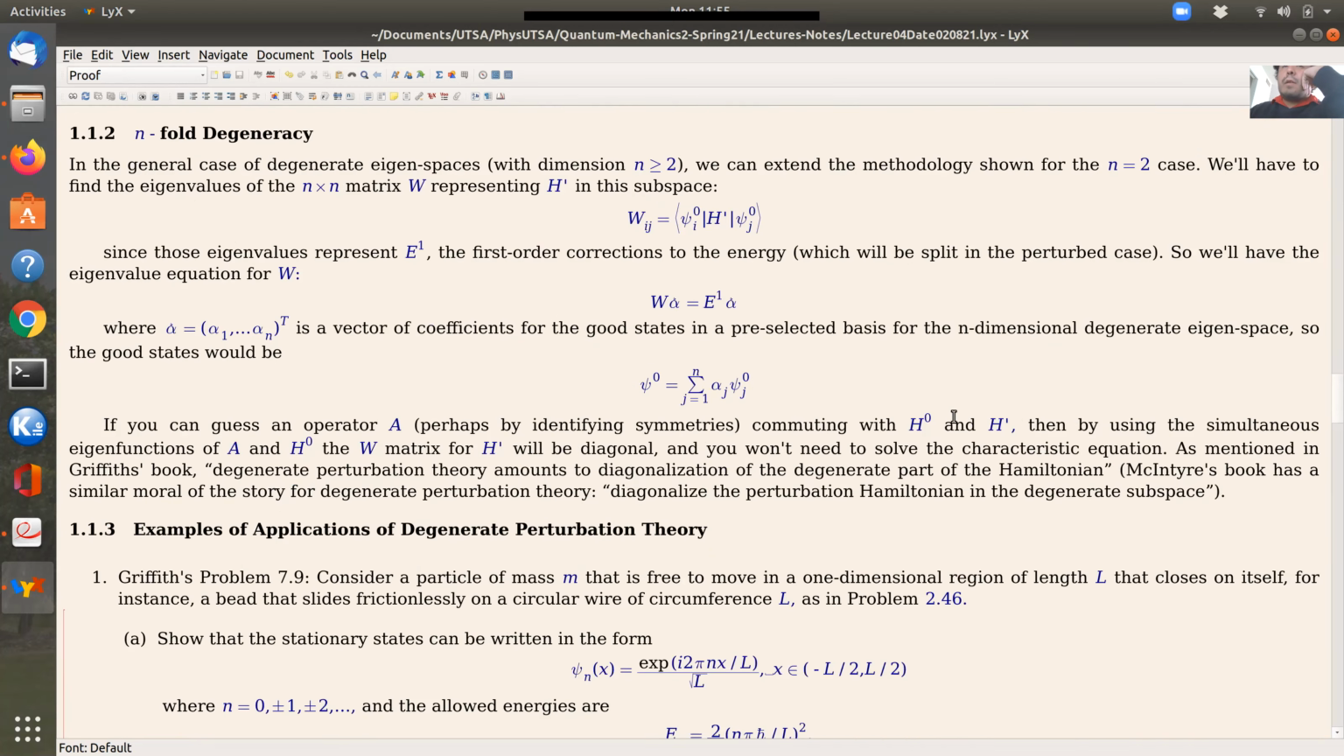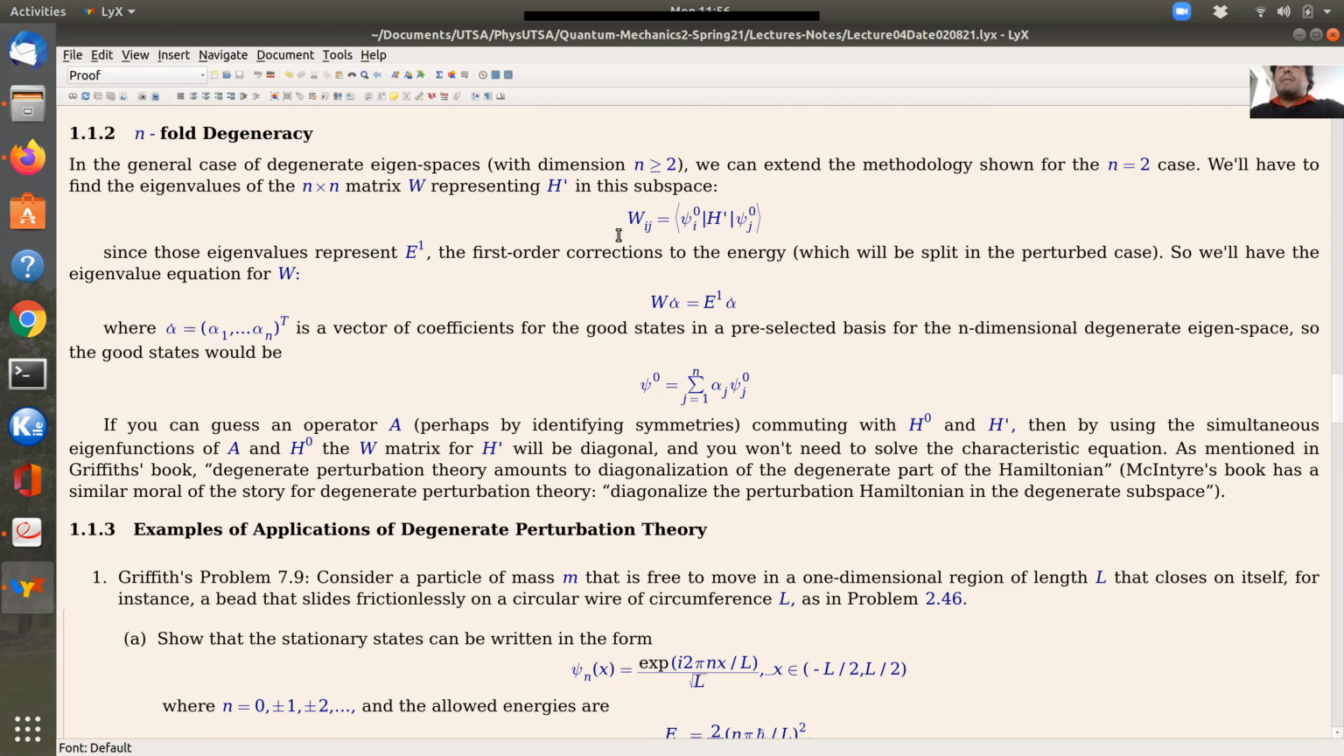But it's not hard to extend this to basically n-fold degeneracy, meaning that you could have the general case of degenerate eigenspaces where the dimension of the degenerate subspace is either equal to 2 or greater than 2. So we can extend what we did for the dimension 2. And so we'll have to find the eigenvalues of an n by n matrix that we're going to call W, which will have the same notation.